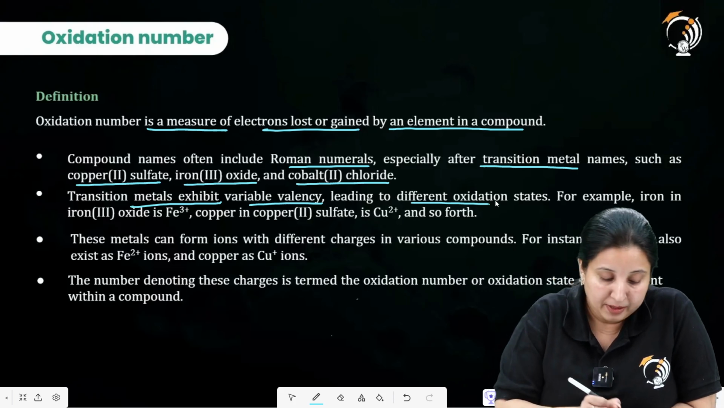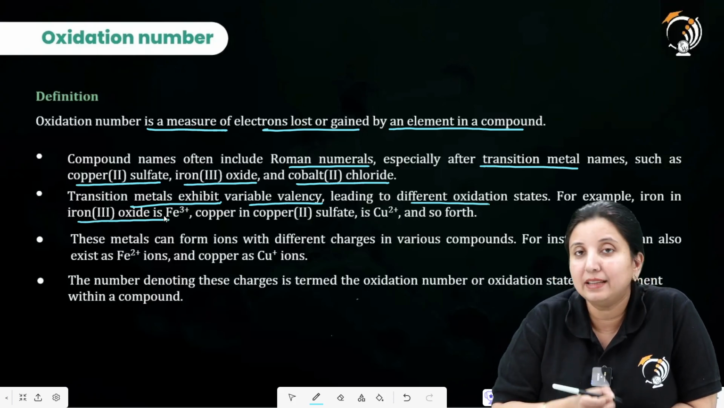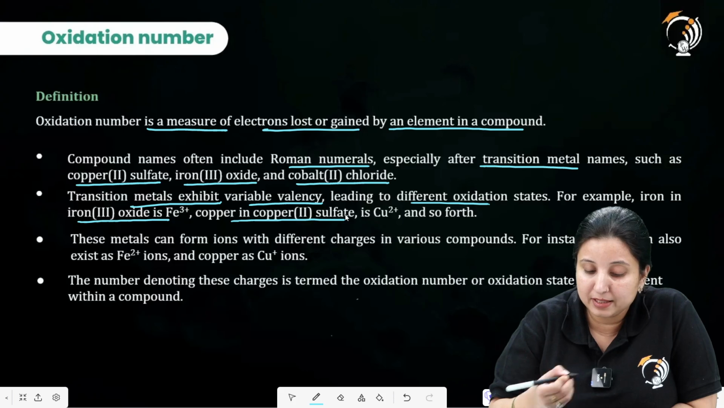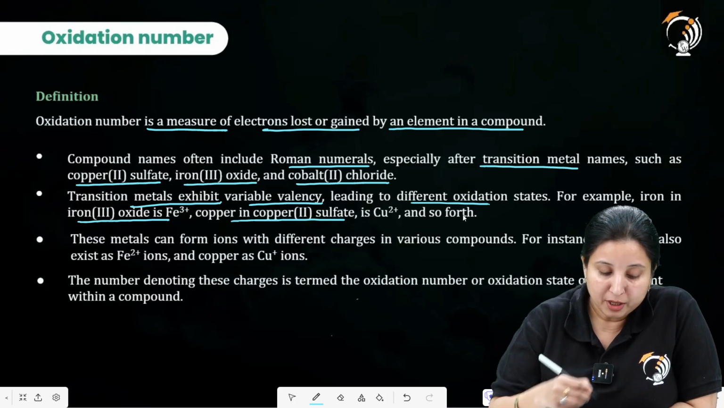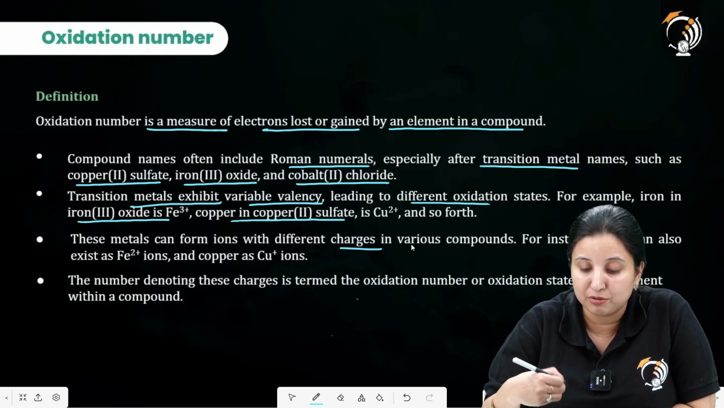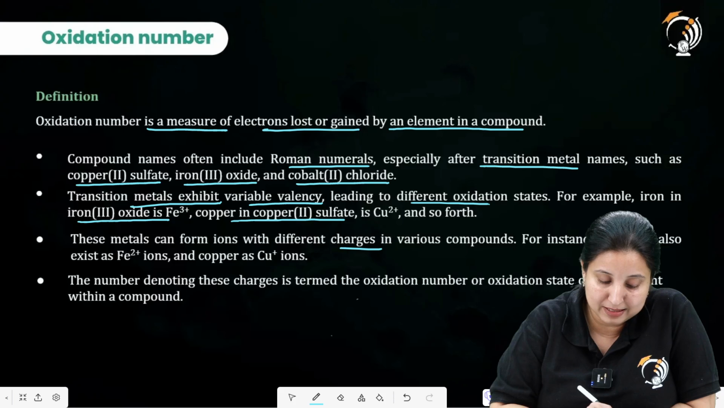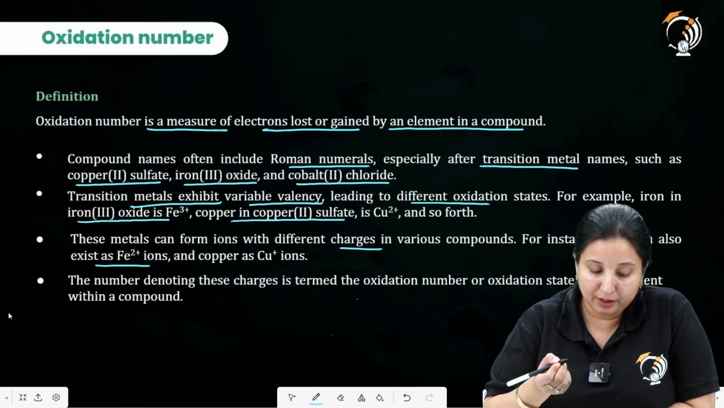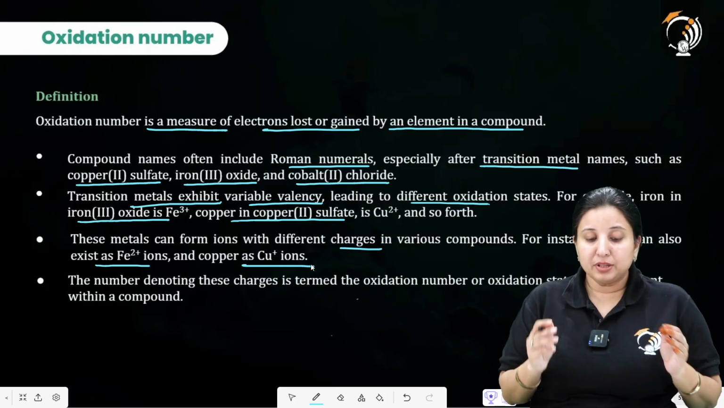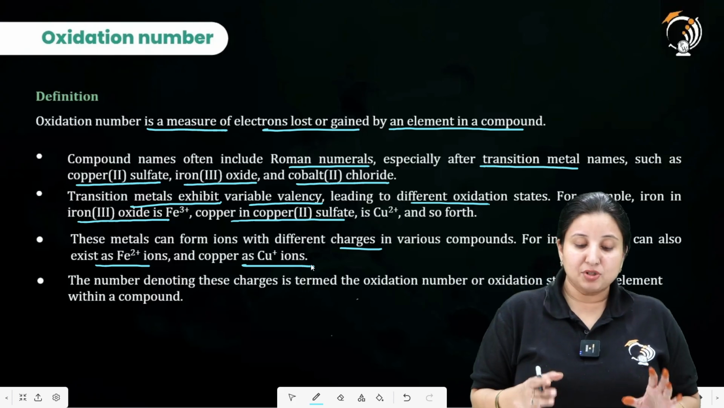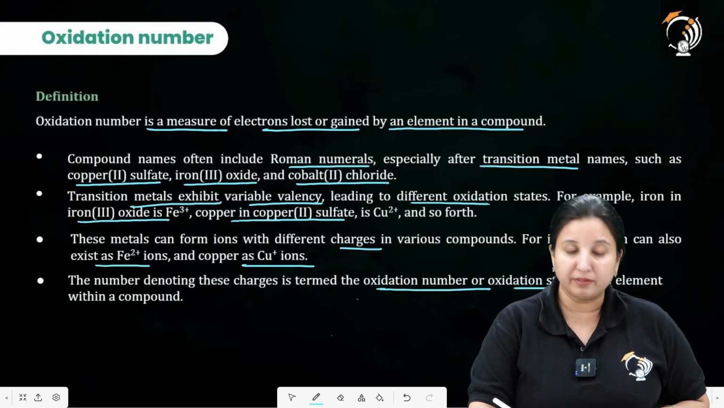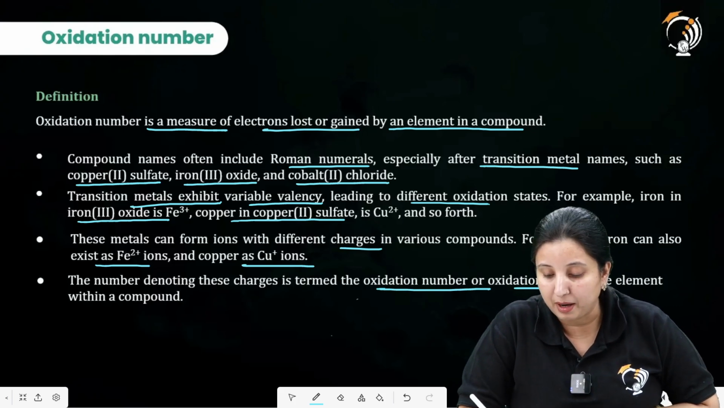For example, iron can have iron 3 oxide, that is the 3 plus oxidation number, copper in copper 2 sulfate is Cu2 plus, and so on. So these metals can form ions with different charges in various compounds. For instance, iron can also exist as Fe2 plus and copper can exist as Cu plus ions. So these numbers basically denote these charges and are termed the oxidation number or the oxidation states of the elements within a compound.